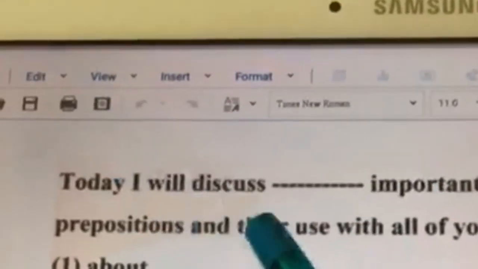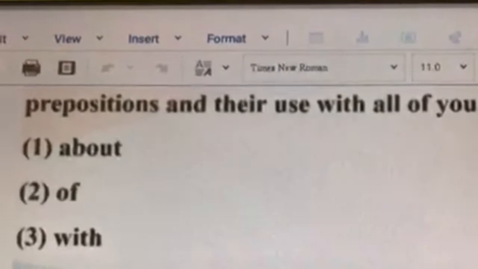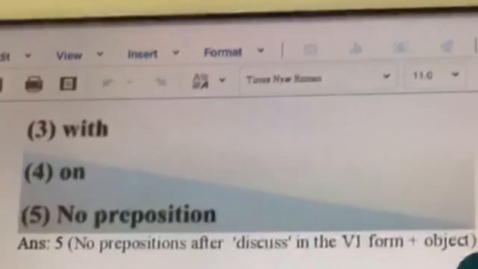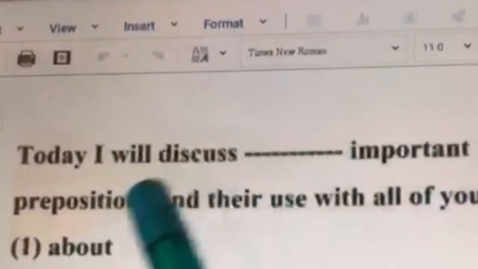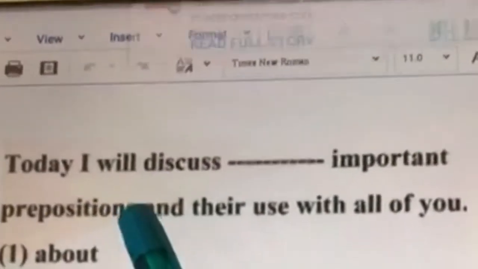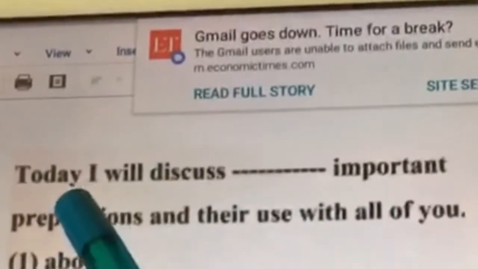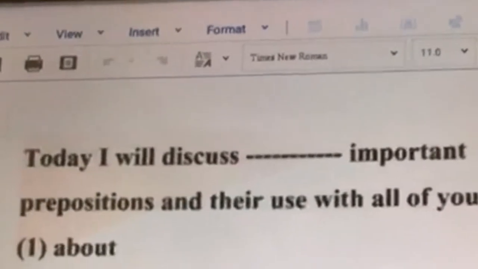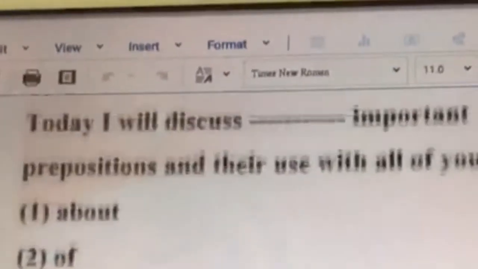Okay, next. Today I will discuss dash important prepositions and their use with all of you. Now, whenever the verb discuss is in the V1 form and there is an object, there will be no preposition after the verb. Here discuss is in the V1 form, and there is an object: important prepositions and their use. So the answer here would be number 5.